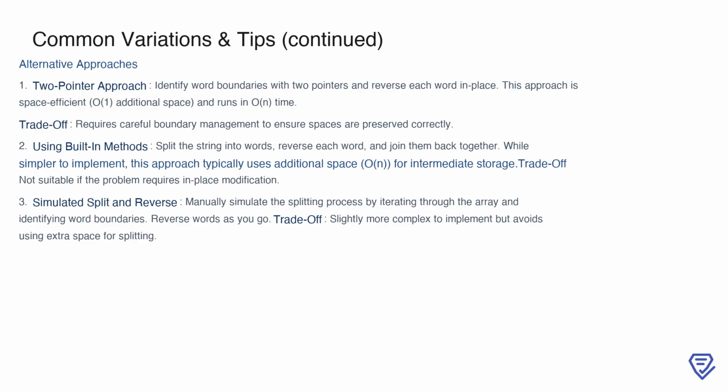Another option is using built-in string methods. You could split the string into words, reverse each word, and then join them back together. This is simpler to implement, but it uses additional O(n) space for intermediate storage, making it unsuitable for problems that require in-place modification. A third alternative is to simulate the split and reverse process manually. This involves iterating through the array to identify word boundaries and reversing words as you go. While this avoids the extra space used by splitting, it can be more complex to implement because you have to carefully manage the indices and boundaries. Each approach has its trade-offs, so choose the one that best aligns with the problem constraints and your implementation goals.